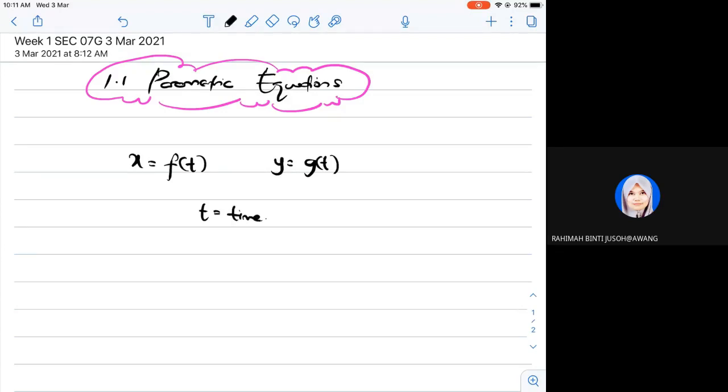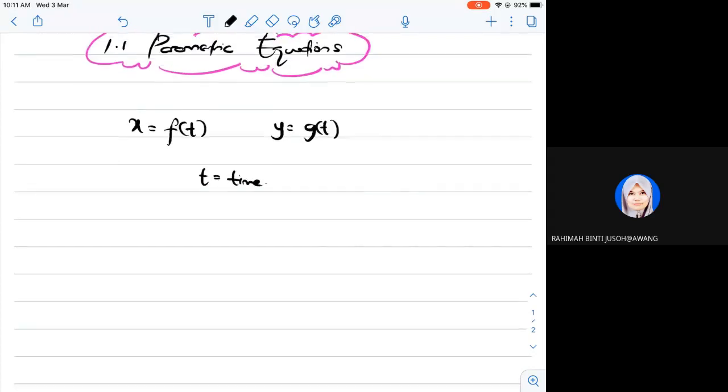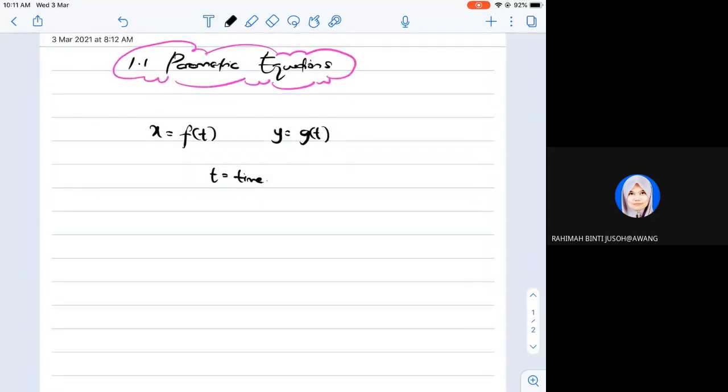And why do we learn parametric equations? Because we are going to learn the parametric curve. What is a parametric curve? A parametric curve is the path, or laluan. The path we want to sketch depends on time t. So we are going to sketch the curve, or path, or trajectory. Those are its names.